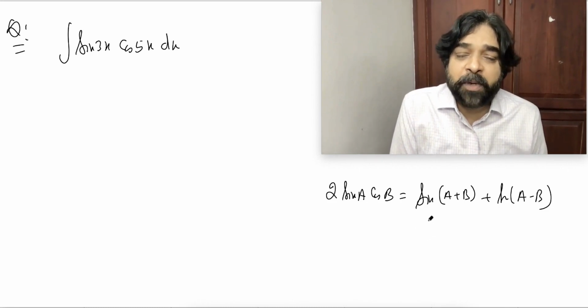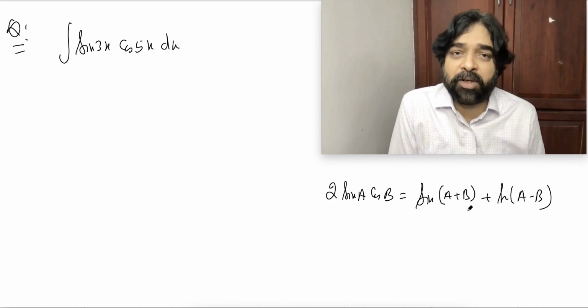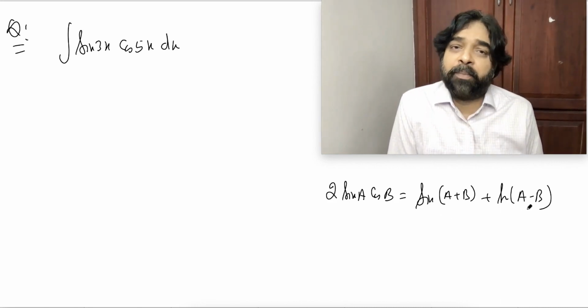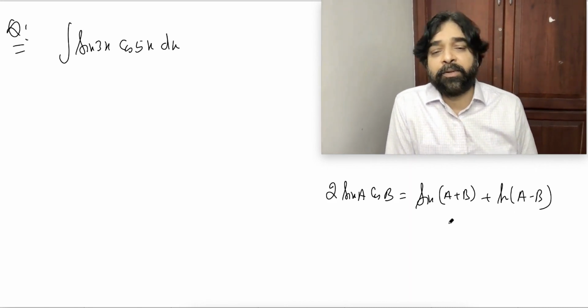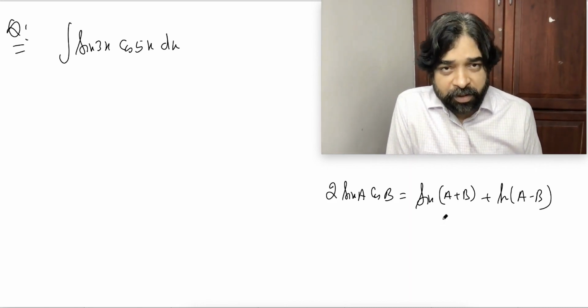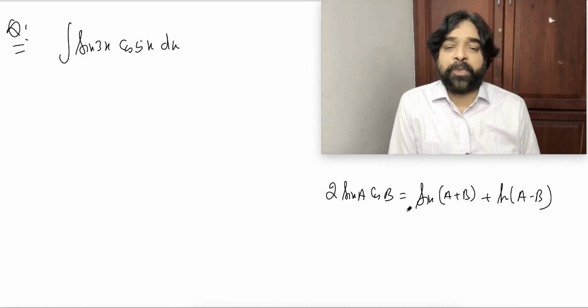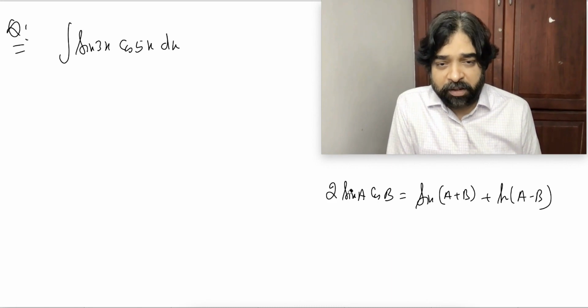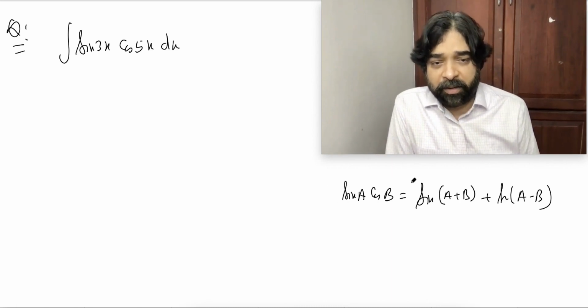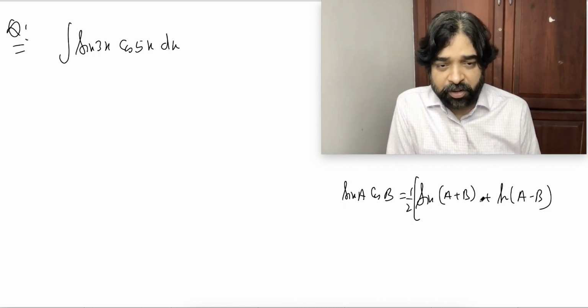2 sine a cos b equals this, very easily you can understand, because sine a plus b is sine a cos b plus cos a sine b, and sine a minus b is sine a cos b minus cos a sine b. The cos a sine b will get cancelled. Did you understand? Yes. So what will sine a cos b be? That will be 1 by 2 into this.